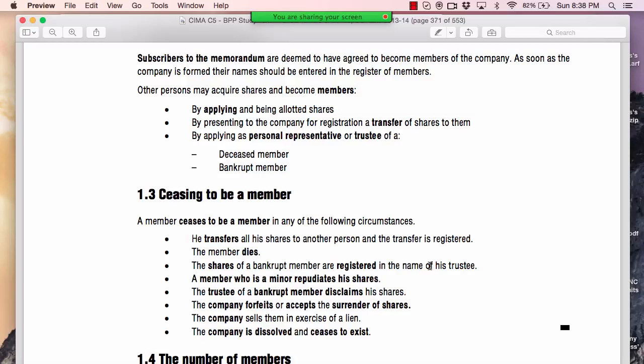If the member dies, sorry, because they sold the shares, that's why you're no longer a member. And if the person dies, obviously now he's no longer a member. A person who's dead can't be a member. Shares of a bankrupt member are registered in the name of his trustee. So a person who goes into bankruptcy, if the person holds shares, it will go to a trustee. A minor, that is a person who is underage. So they have given different scenarios where a person can cease to be a member.